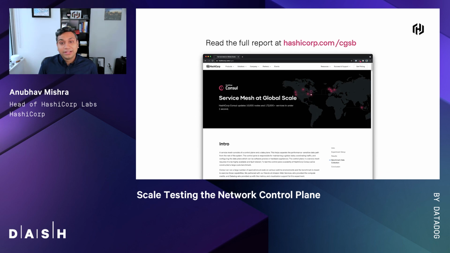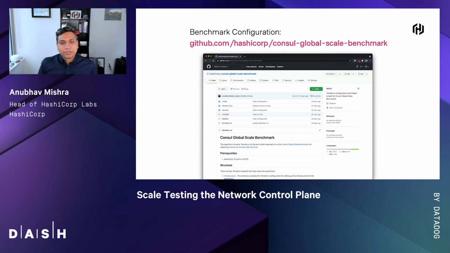And then, if you want to read the detailed report about this, you can go to HashiCorp.com/CGSB, which stands for Consul Global Scale Benchmark. And there's a full detailed report about it. I couldn't touch all of the portions of this report in this talk, but you can read it if you like. And then there's also the benchmark configuration, the Terraform configuration for this benchmark. So you can visit github.com/HashiCorp/console-global-scale-benchmark to access this as well.